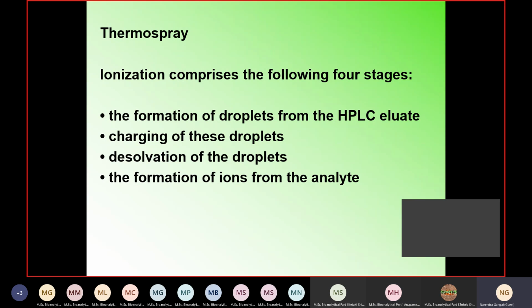So ionization comprises the following stages as I discussed. Just like you saw in AS, there is a formation of droplets from the HPLC eluate. Then charging of these droplets. So the droplets are charged. Then desolvation of the droplets because you do not want a solvent.